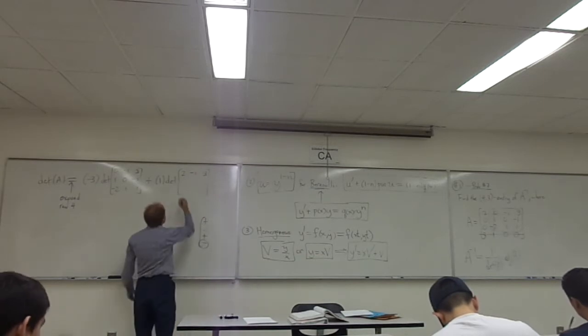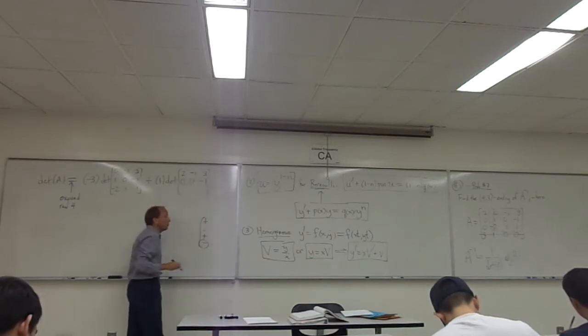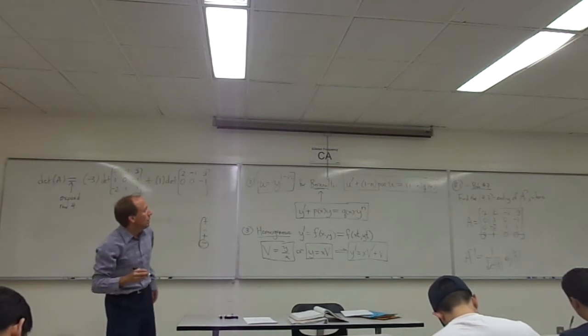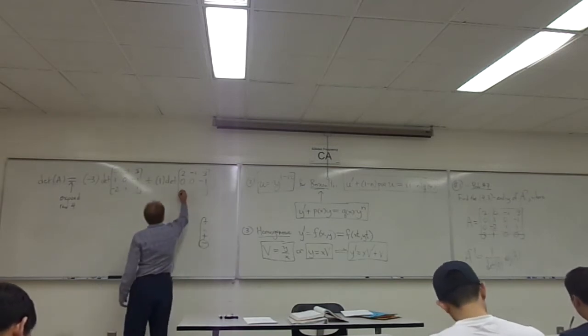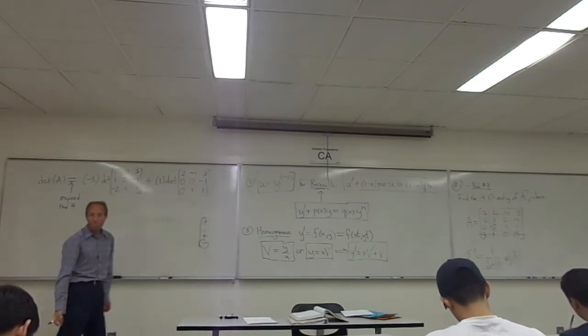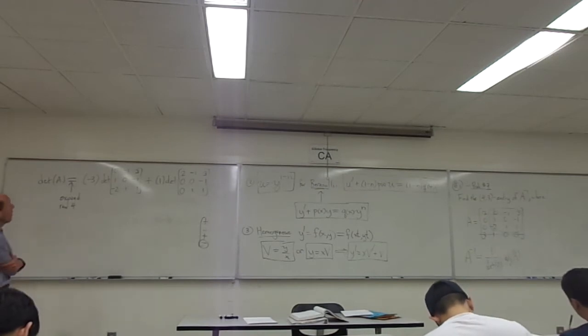And then 0, 0, negative 1. I always read rows. I don't do columns, just the rows. And then the last row is 0, 1, 1. Like that. Okay.